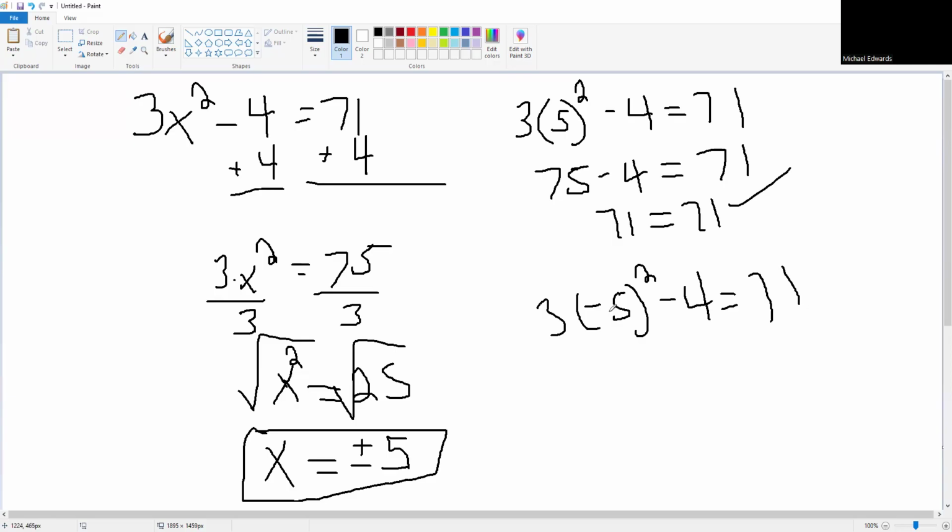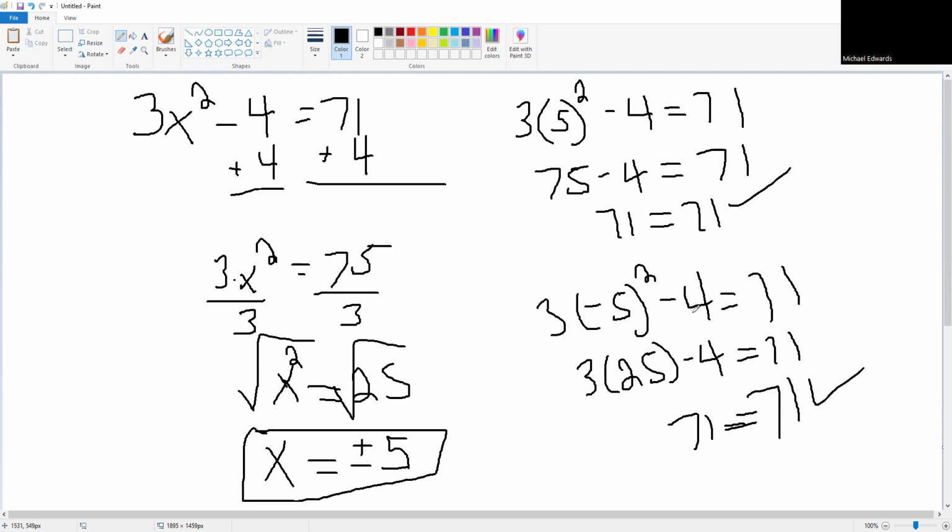So if you do -5 squared, what do you think you're left with? What's a negative times a negative? Yeah, it's a positive. So we would actually be left with 25. And this is 3 times 25 minus 4 equals 71. And then this solves just like the other one. So you would get 71 equals 71 eventually. All right.